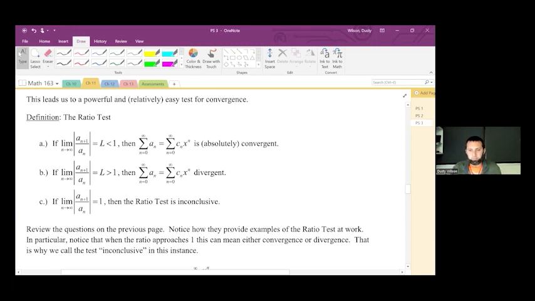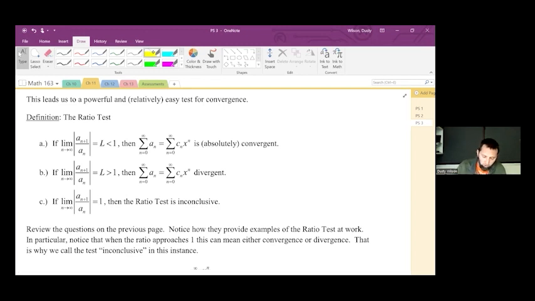B, if the limit as n goes to infinity of the absolute value of an plus 1 over an is equal to L, which is bigger than 1, then the series from n equals 0 to infinity of an, which is equal to the series from n equals 0 to infinity of Cn times x to the n, is divergent. So bigger than 1, divergent, less than 1, convergent. If the limit as n goes to infinity of the absolute value of an plus 1 over an equals 1, then the ratio test is inconclusive.